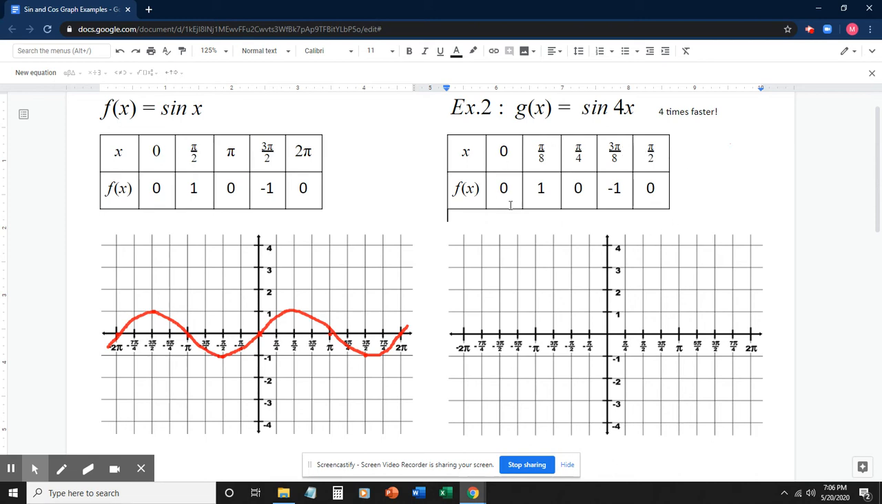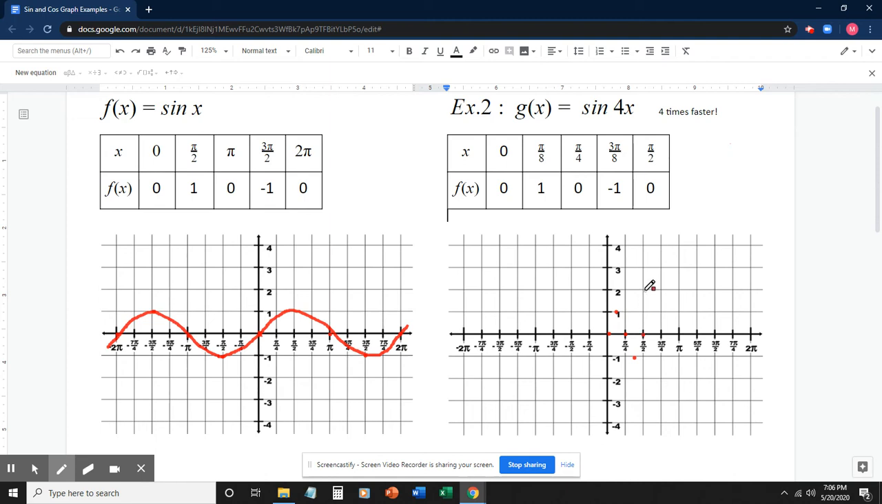So when I graph these, it's going to move 4 times faster. So let me take out the pen and do that. So 0, 0. Pi over 8, 1. Well, we have pi over 4. Pi over 8 is half of that, so half of that, 1. Okay, pi over 4 is 0. 3 pi over 8 is halfway between pi over 4 and pi over 2, so I'll be right there. And then pi over 2, 0.